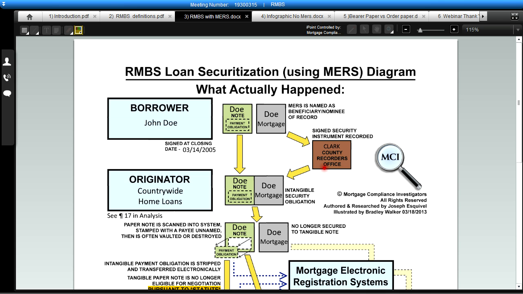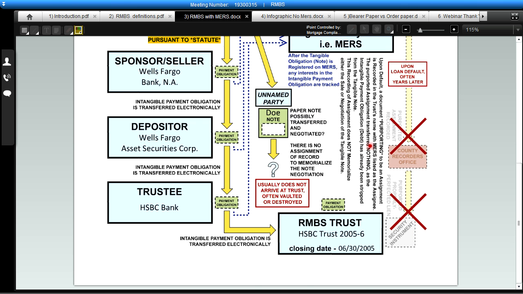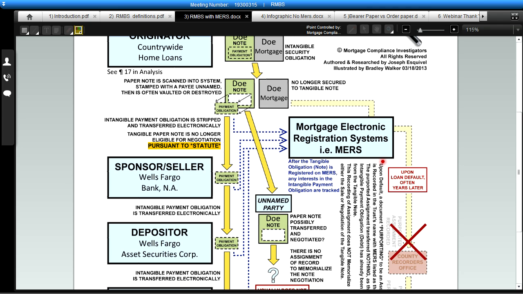So again, many years later, upon default, MERS purports to do an assignment. Again, they purport to put out a piece of paper. But if that paper does not contain the rights to transfer something that it never owned, then they've transferred nothing. But let's take a look at another infographic without MERS.